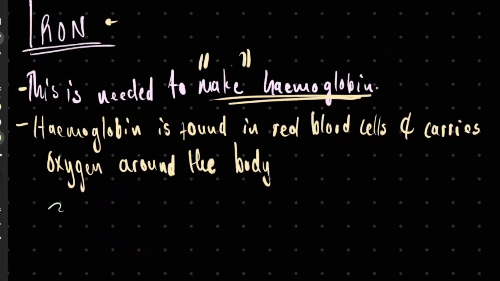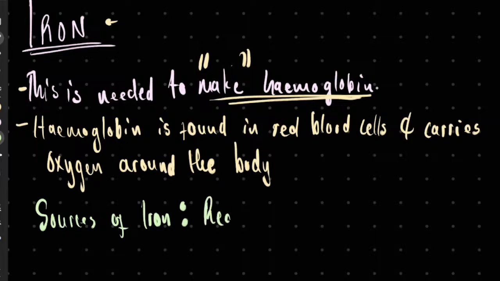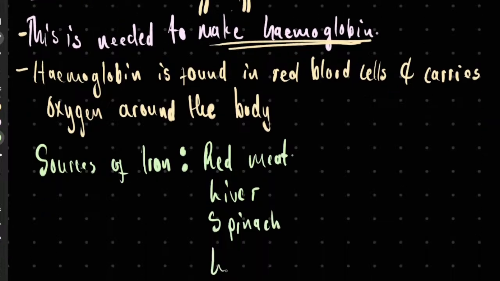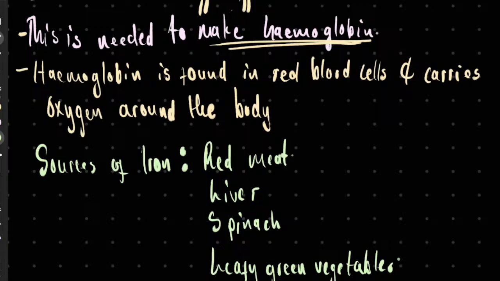Right? Then what are the sources? Sources of iron. Where can I get it? Red meats. Really? Yes. Liver. Really? Yes. Spinach, one of my favorite. Really? Yes. Leafy green vegetables. Students, make sure you have a balanced diet, please. Are we together? Make sure you have a balanced diet, please.